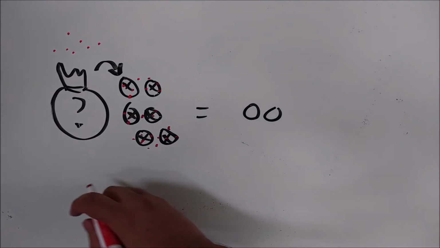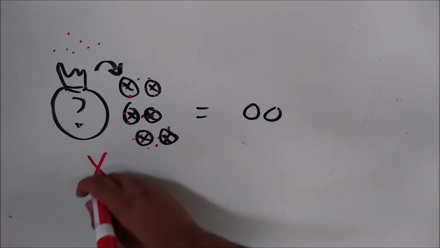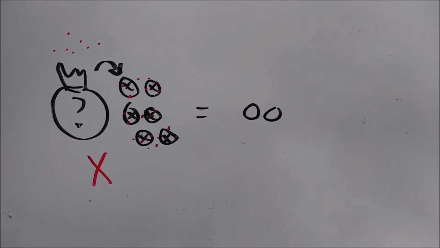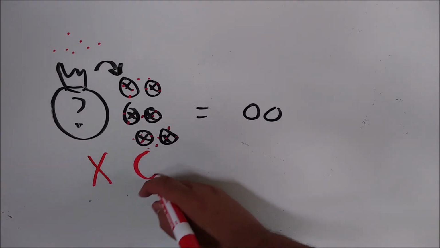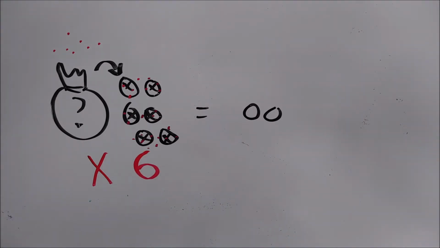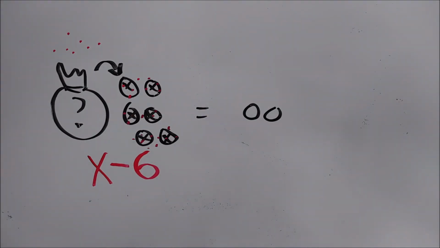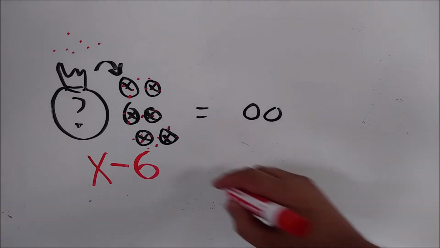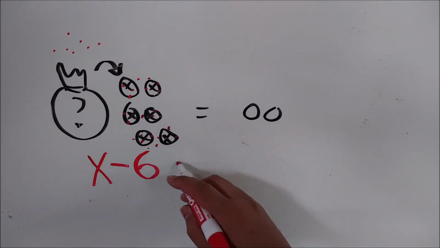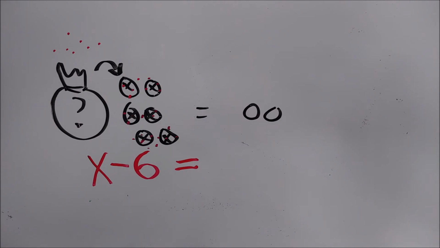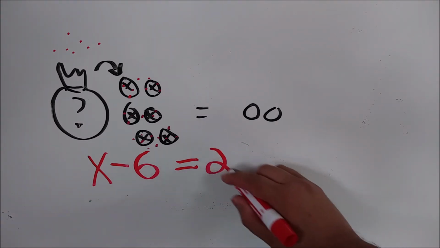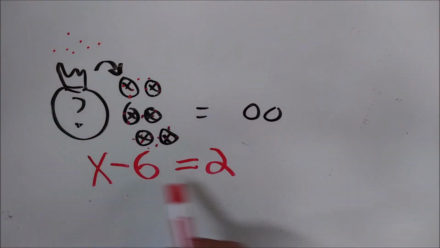We don't know. So we're going to use x, a variable that represents a number that we don't actually know. We had to throw away 6 delicious Jolly Ranchers. So we're going to use subtraction to represent that. We are minus 6 Jolly Ranchers that went in the garbage because of ants. How many Jolly Ranchers are left? Only 2. This is how you represent the situation with an equation.